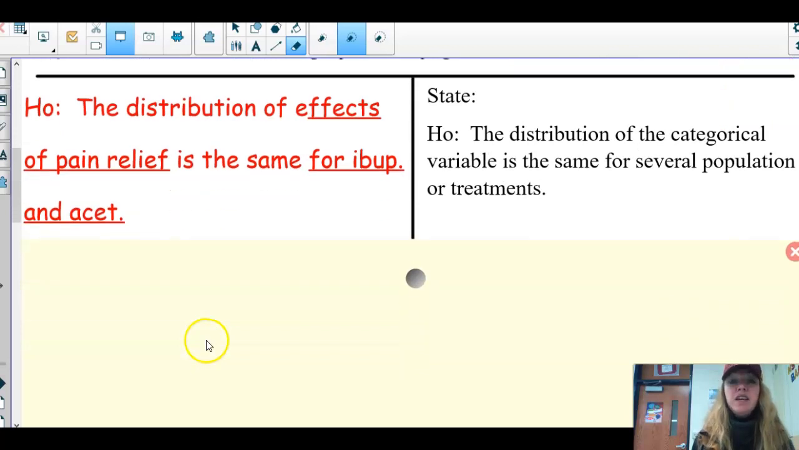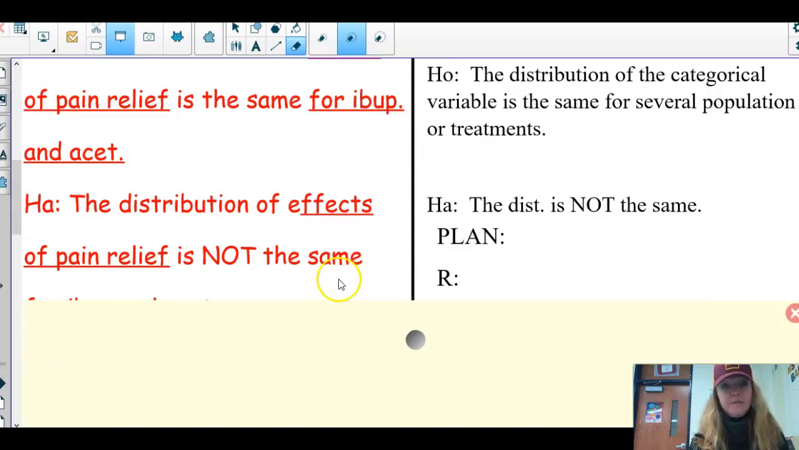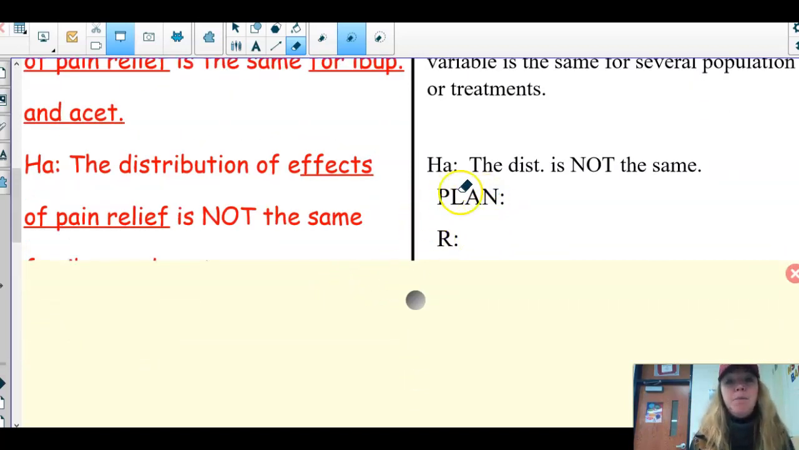And then your HA is always is not the same, okay? So we have the distribution of effects of pain relief is not the same. Again, stay consistent with that: homogeneity, goodness of fit, and then you're going to learn independence next. Stay consistent. H0 is always is, HA always is not. Now we need to plan. Oh, before we plan, we need our alpha, and our alpha is equal to 0.05.